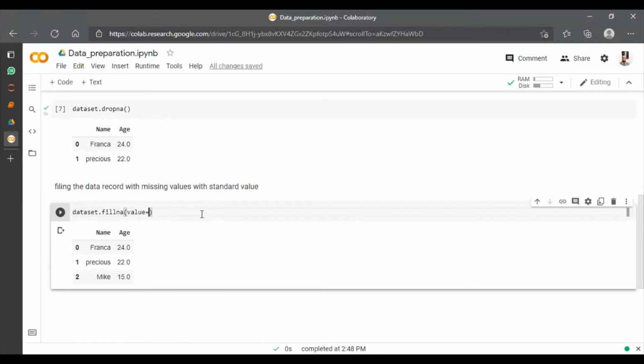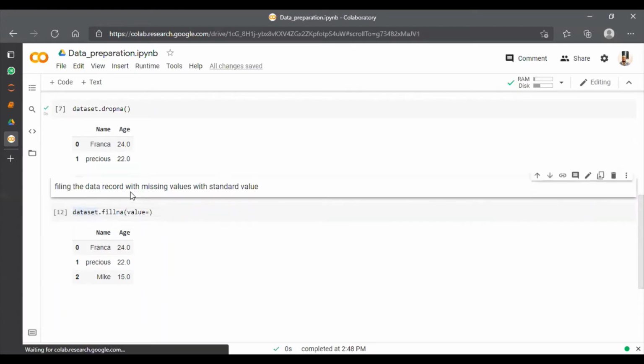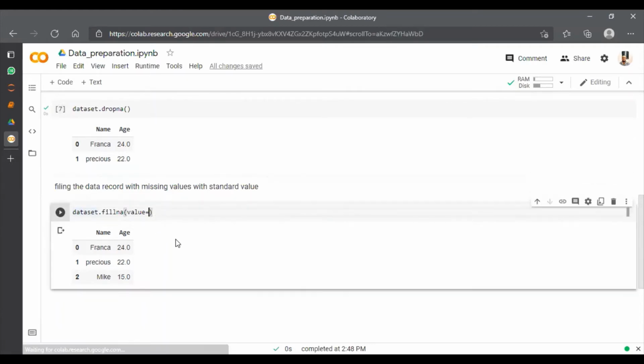So the first method is filling data records with missing values. Someone asks: if you want to fill the data by the mean, how can you go about it with the formula? Okay, you can fill data with the mean. You might have calculated the mean. Aside from that, there are other functions and other methods for this.